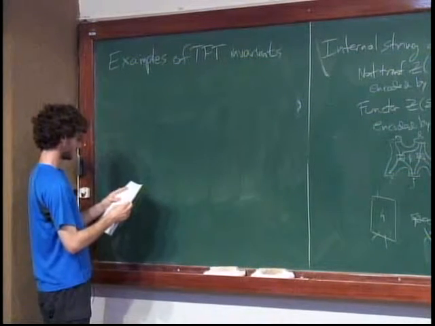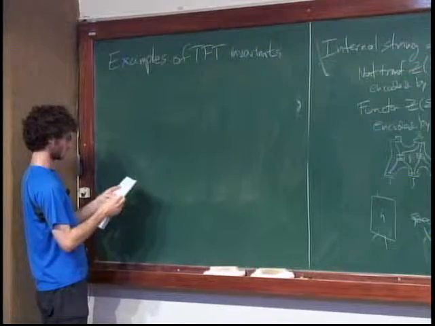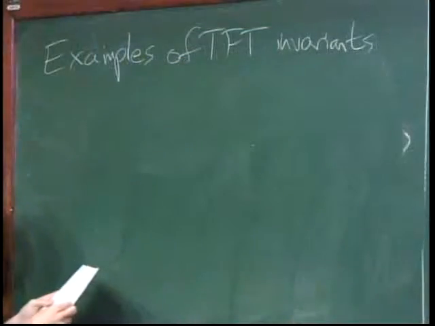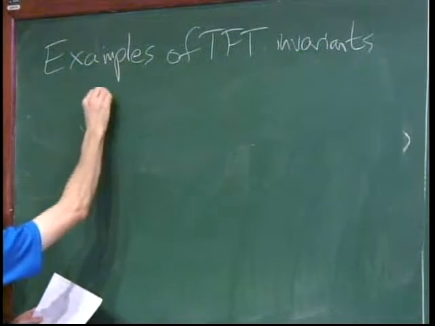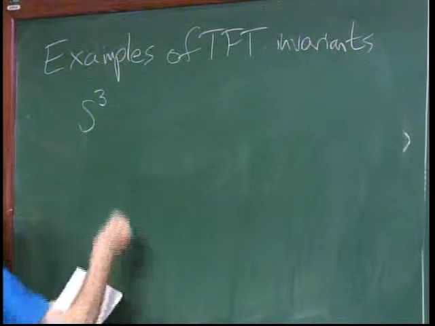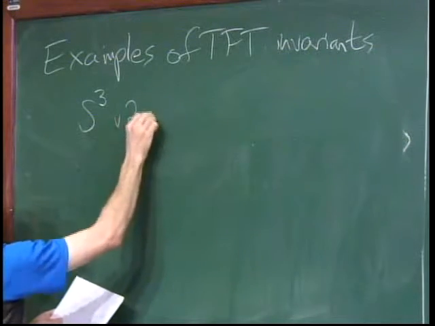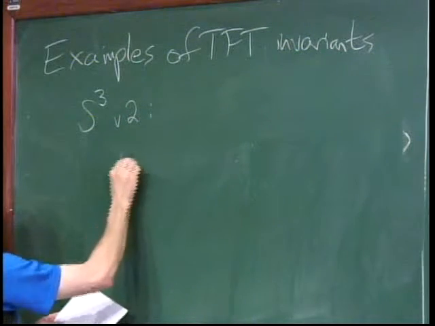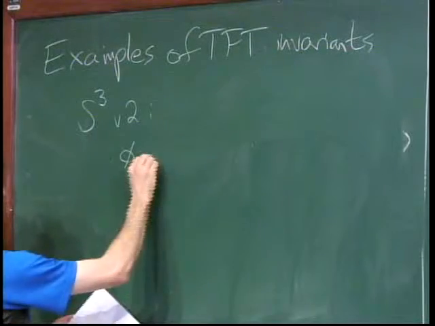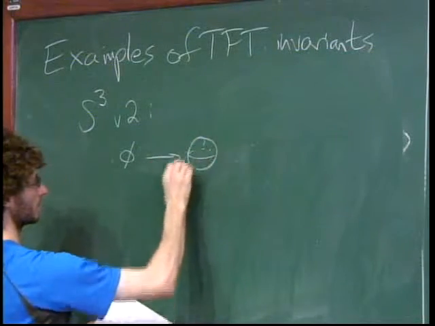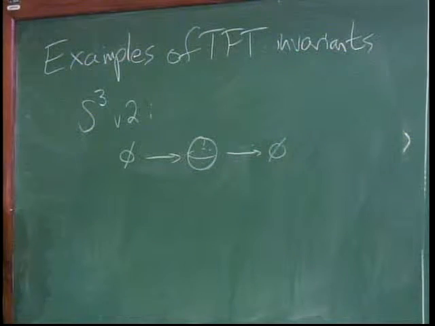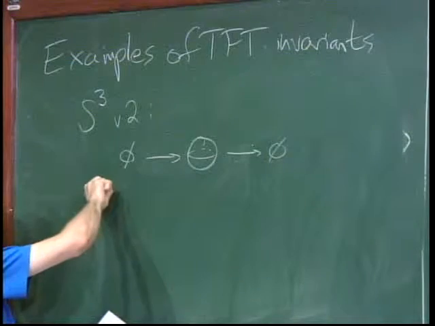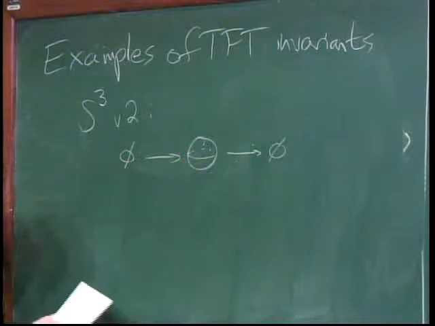So what's a good example? That one example is complicated. Let's do the simplest example I can think of, S3. And I'm going to call this S3 version 2 for reasons that will be clear in a minute. So I can start with the empty set and then create a sphere and then kill the sphere. Okay? That certainly gave me S3. I just took a 3-ball and glued on another 3-ball. I got S3. What invariant did that give?